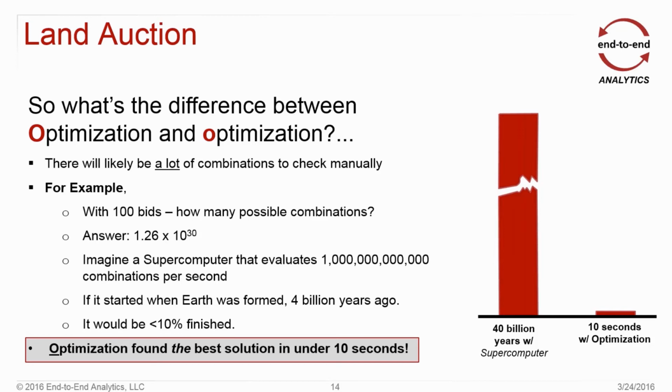If you were to have a supercomputer which evaluated 1 trillion combinations a second, it would take about 40 billion years to get through all these combinations. Versus if you structure the optimization engine, the optimization model right, you can do this in under 10 seconds.